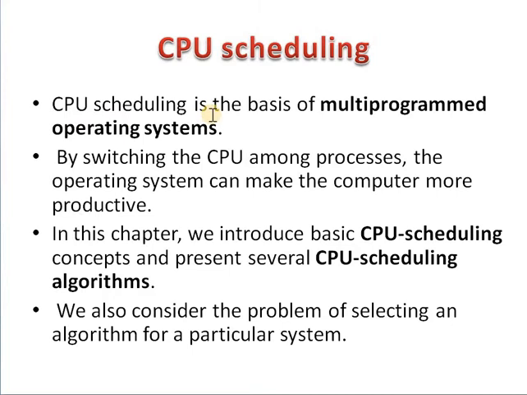The CPU scheduling is the basis for multi-programmed operating systems. By switching the CPU among multiple processes, the operating system can make the computer more productive. In this chapter, we introduce the basic CPU scheduling concepts and present several CPU scheduling algorithms. We also consider the problem of selecting an algorithm for a particular system.